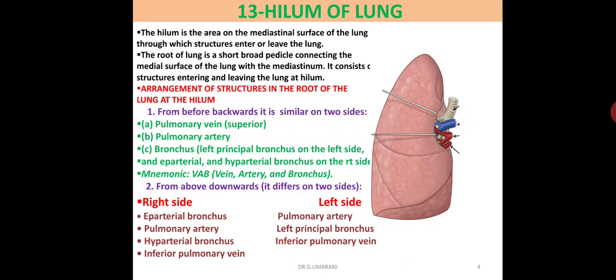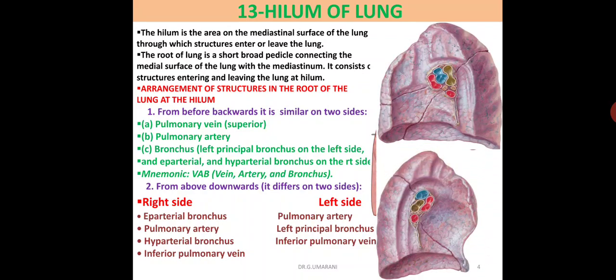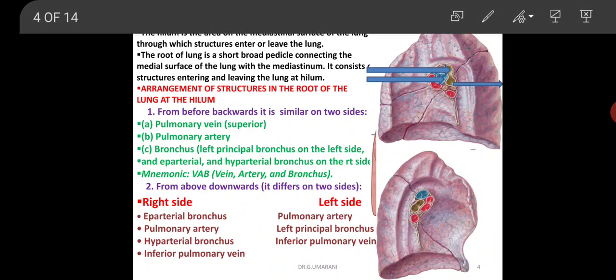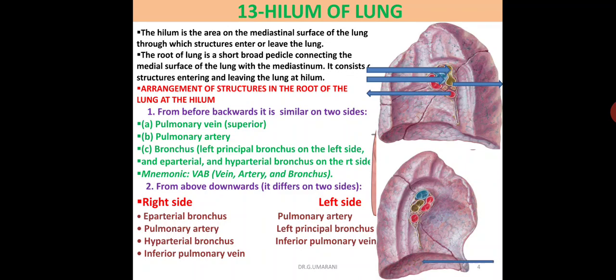The arrangement of these structures in the root of the lung at the hilum, from before backwards, is similar in both lungs, whereas from above downwards the arrangement is different on the right and left. Before backwards, the arrangement of structures is pulmonary vein, pulmonary artery and bronchus. From above downwards, on the right side it is epiarterial bronchus, pulmonary artery, hypoarterial bronchus and inferior pulmonary vein, whereas on the left side it is pulmonary artery, left principal bronchus, inferior pulmonary vein. So this is about the hilum of the lung.